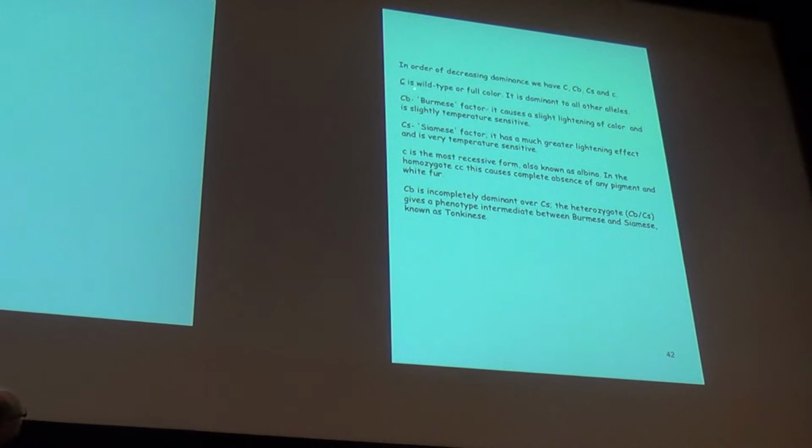Now, if you just take C^B and C^S and analyze what's going on, C^B is incompletely dominant over C^S, in the heterozygous condition, giving you an intermediate phenotype between Burmese and Siamese. So there is your incomplete dominance phenotype that you will observe. Question? Is the wild type one just the black one? Yes, dark color. It's not black, but it's dark color. And so this intermediate incomplete dominant cat is basically called Tonkinese.